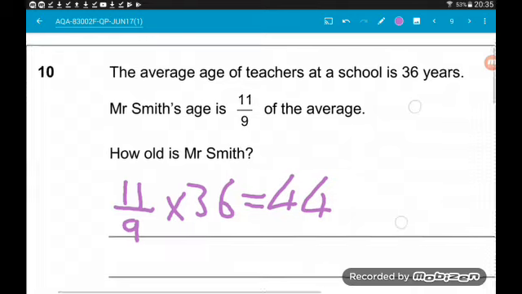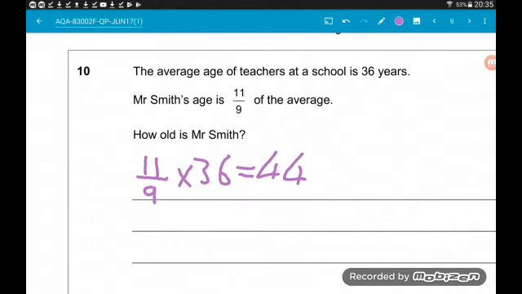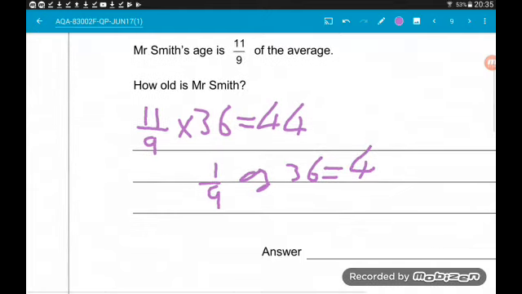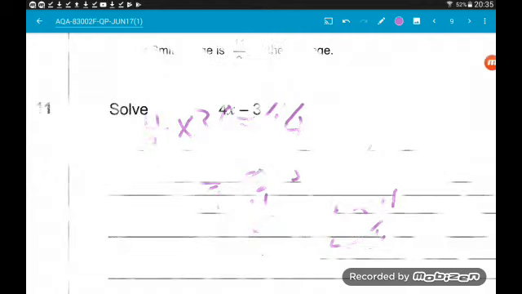In practice though, let's go through doing it without our calculator. So we would first of all find 1/9 of 36. So 1/9 is 36 divided by 9, which is 4. And then to get 11/9, we would do 1/9 times 11. So 4 times 11, which again would give us 44.